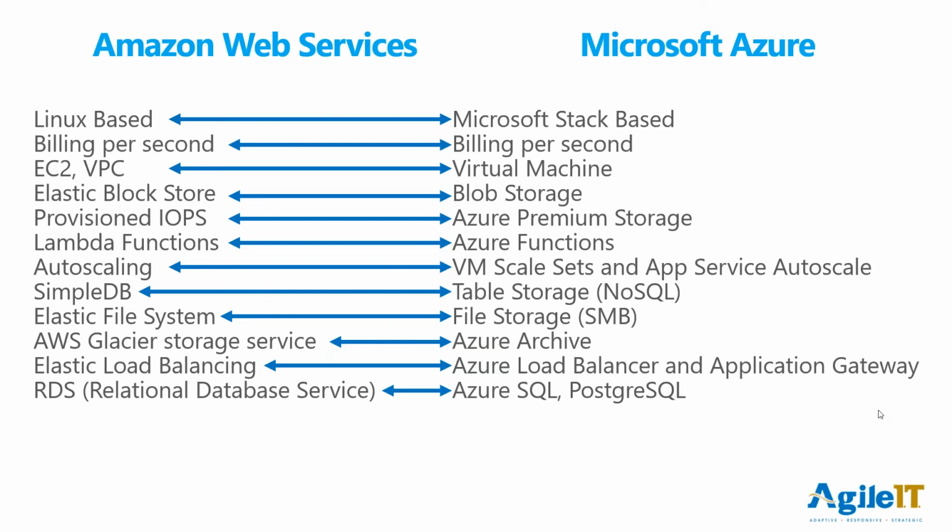Then there's Elastic Block Store in AWS, which kind of coincides with blob storage on Azure. Then there's provisioned IOPS, which is the cream of the crop for AWS in terms of drive access for data access. It's much faster. It comes at a cost, of course, as does Azure Premium Storage. Then we have Lambda functions, which is AWS's serverless platform, and which very closely coincides with Azure Functions.